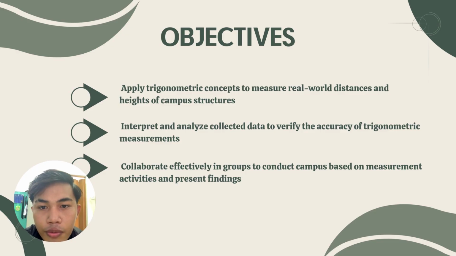Okay, now we go to objective. The first one is to apply trigonometry concepts to measure real-world distance and height of campus structures. The second one, to interpret and analyze collected data to verify the accuracy of trigonometry measurements. The last one, to collaborate effectively in groups to conduct campus-based measurement activities and present findings.